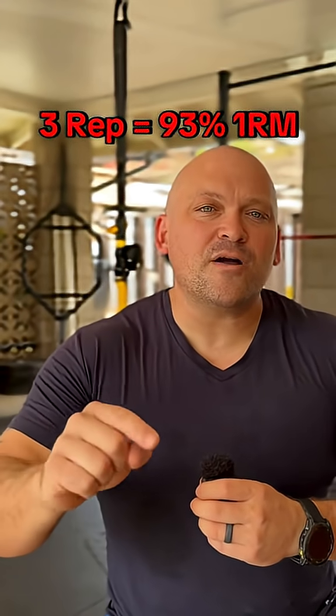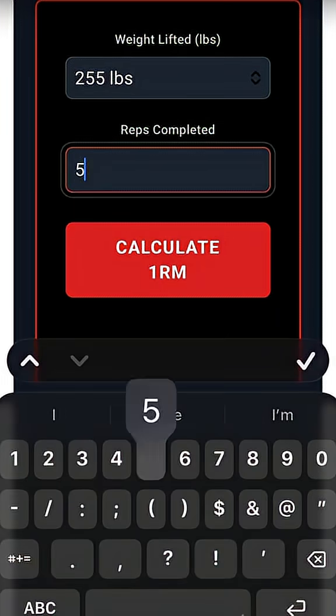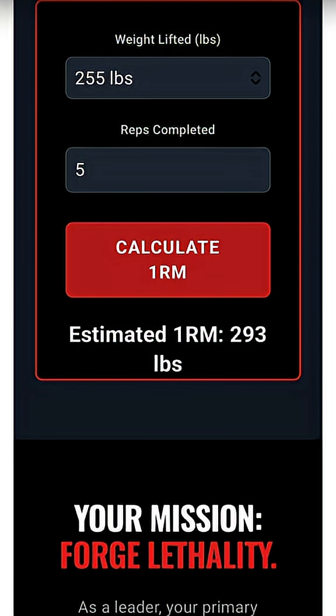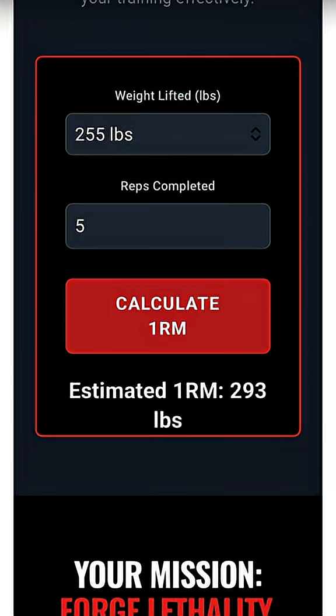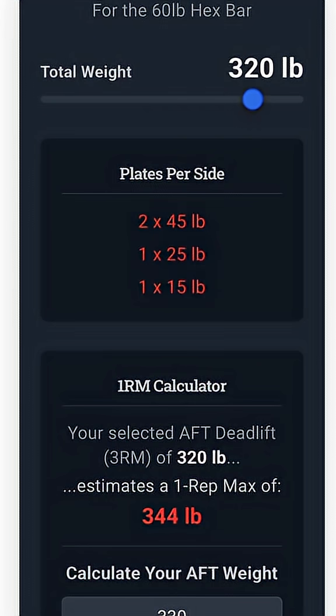By introducing 1 rep max calculators into unit PT, this greatly increases what you can do with your PT programs. You can now directly focus them as having a strength or a power or muscular endurance training event. And we already have one inside our AFT deadlift math calculator, the one that shows you how much weight to put on each side of the bar. It will also tell you, based off what you lifted, what your 1 rep max would be.